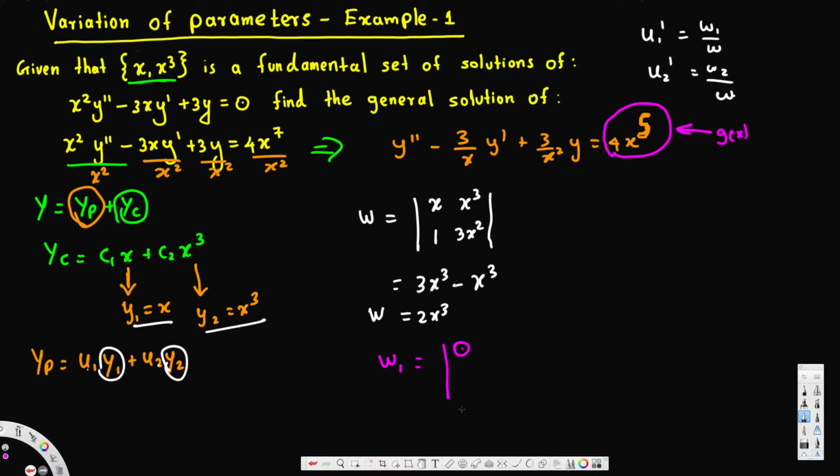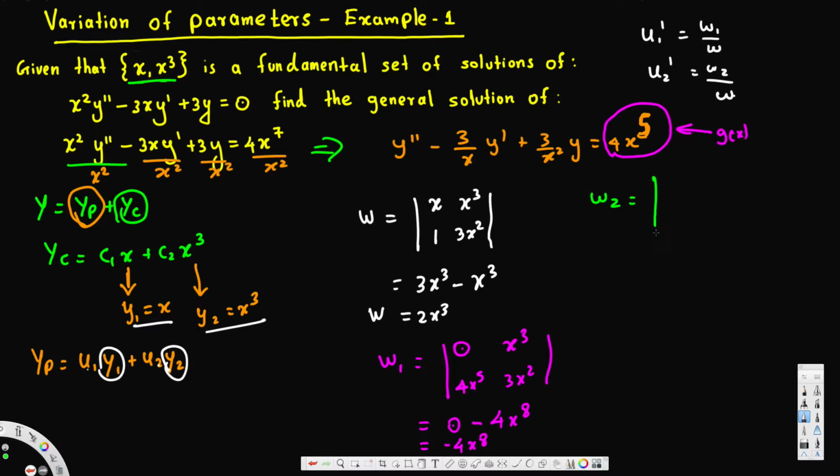We have to put it below 0, 4x^5, and on the other side the other thing will remain the same, x^3 and its derivative, 3x^2. Now we have to find the determinant of this one. If you find the determinant, 0 times 3x^2 is 0, minus 4x^5 times x^3, that's going to be 4x^8. So this is negative 4x^8. This is W1.